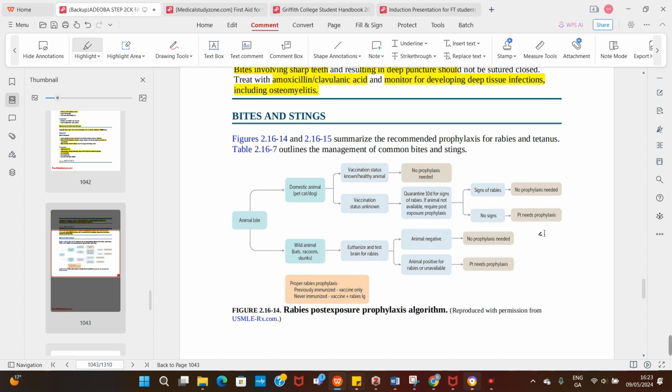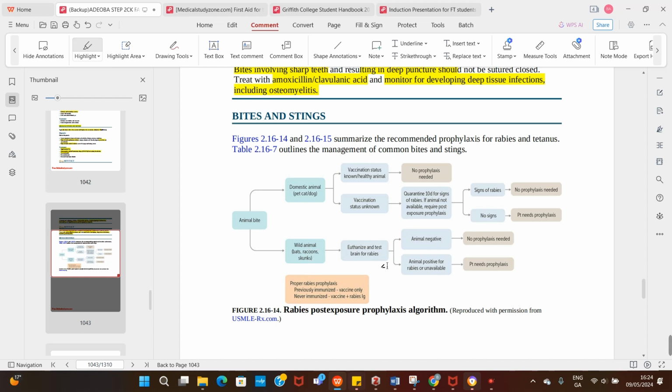So for some of us that want to confirm, we can go outside and check other algorithms. We are going to say that this is a mistake. So animal bite, we are moving down now to wild animals. So somebody gets attacked by a bat, raccoon, or skunk, and the person presents. So we must euthanize and test the brain of that animal for rabies.